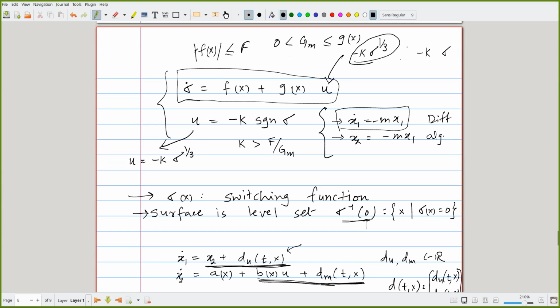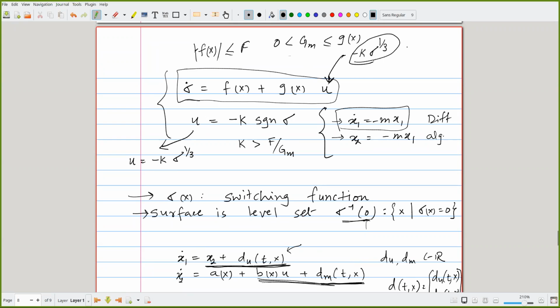It has some better robustness property than this, but it does not have the same robustness property which comes with this k signum sigma. It is not possible to prove this stability. In fact, you can prove that it will not be finite time stable, and it will only remain bounded around sigma equal to 0. It can never reach sigma equal to 0 in finite time.